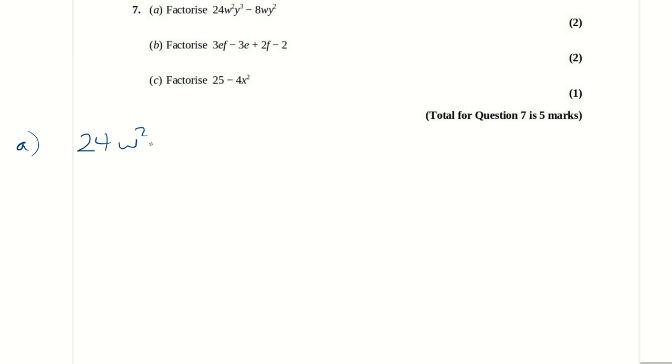y squared, w squared y cubed minus 8wy squared. So what we need to do is to look for factors that go into both of these two terms. The first thing obviously is 8. So if we take out the 8, threes are 24, so we get this minus wy squared.